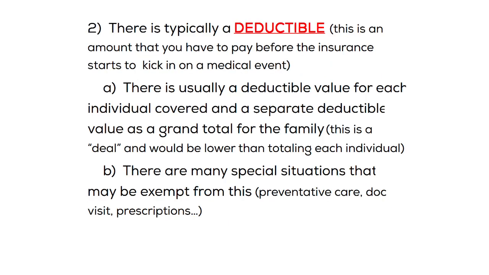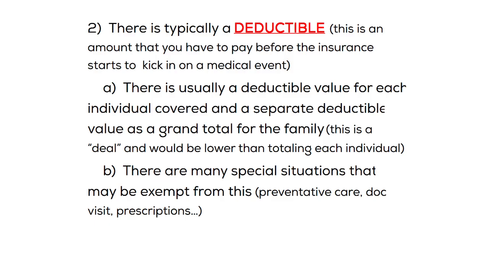Both with car insurance and health insurance, there's typically what we call a deductible. This is the amount that you have to pay before the insurance even starts to kick in. So there's an amount that you have to pay, and for health insurance, that deductible goes for a whole year. Maybe the deductible is $1,000. So what they're saying is that you have to pay $1,000 before the health insurance is going to kick in.